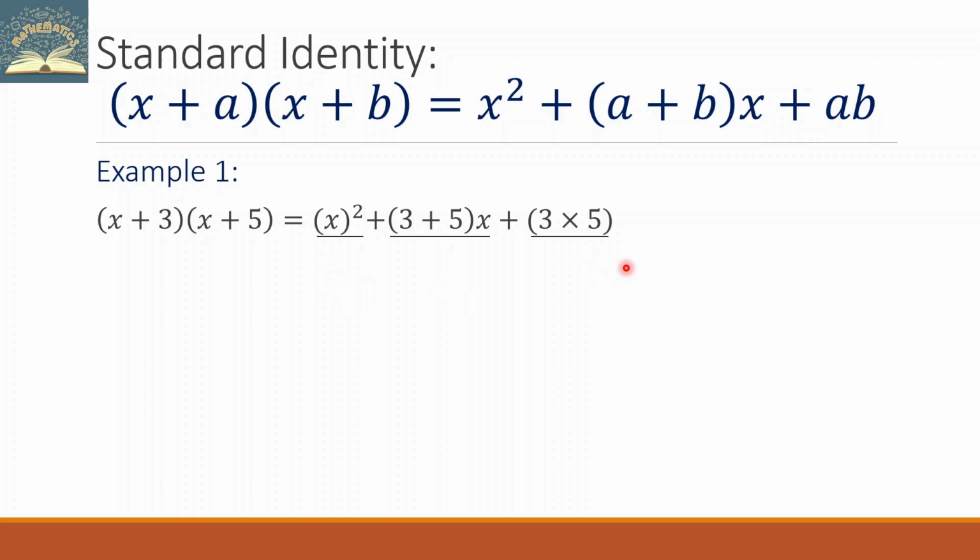Then we simplify the three terms. X squared is simply x squared, plus 3 plus 5 is 8. Then the x. So we write here 8x, plus 3 times 5 is 15.